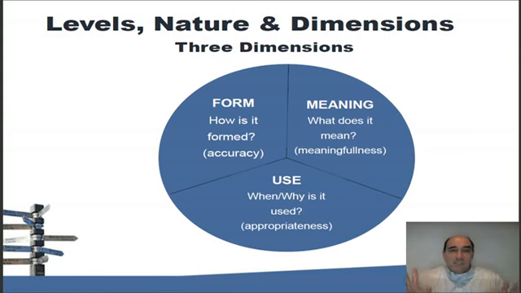Again, this is just trying to give you an overview of all of the components that we're dealing with. Primarily for this course, we're going to be dealing with form more than anything, because we want you to learn the rules so that you can use them when you're teaching your students.